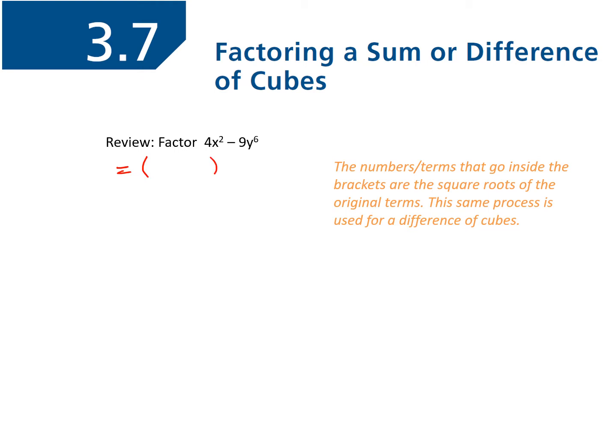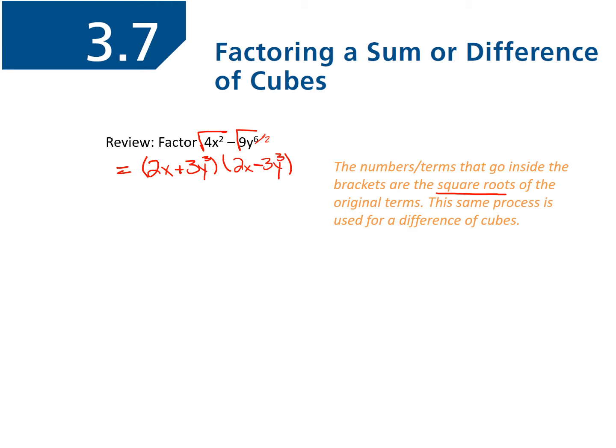So we set up two sets of brackets. One set has a plus sign and the other has a minus sign. It doesn't matter which is which. At the front of both brackets goes the square root of the first term, the square root of the original term. So this is going to be a 2x at the front of both sets of brackets. At the back of the brackets is going to be a 3y to the power of, we take half of this power, we divide that power by 2, so 3y to the power of 3.